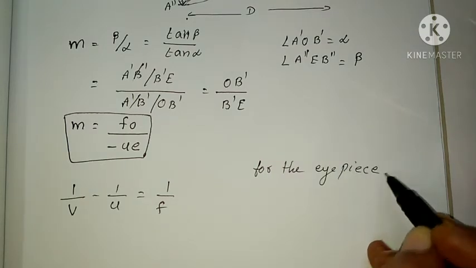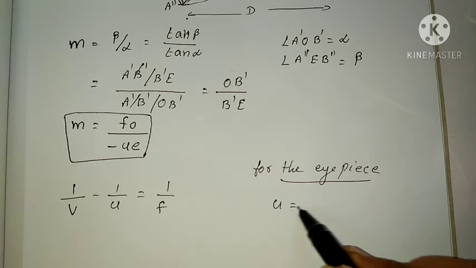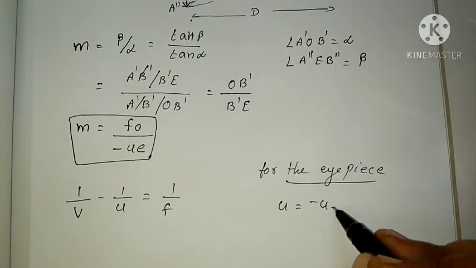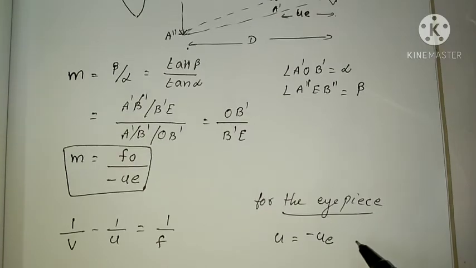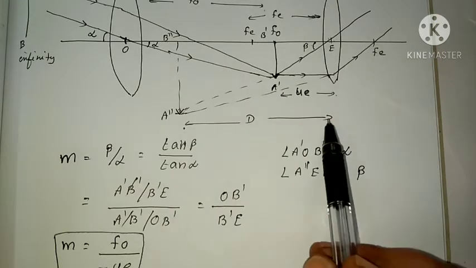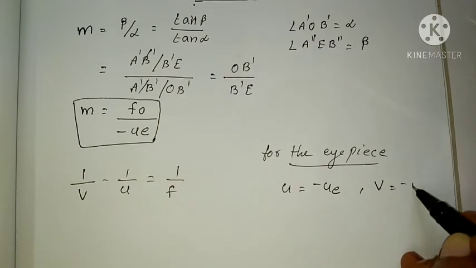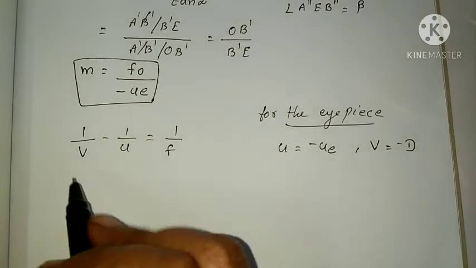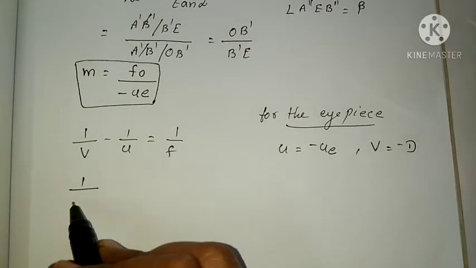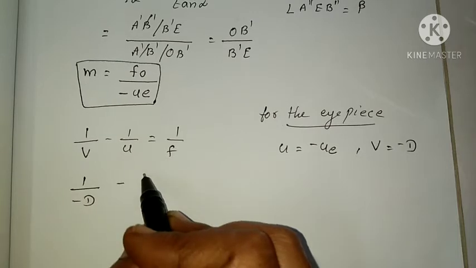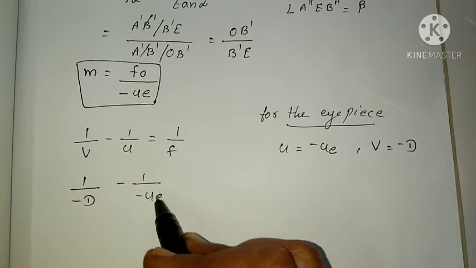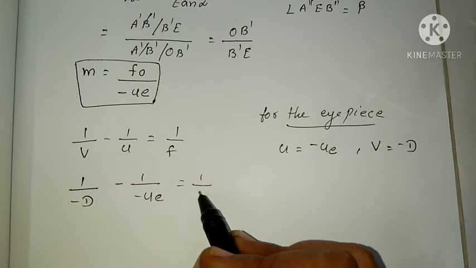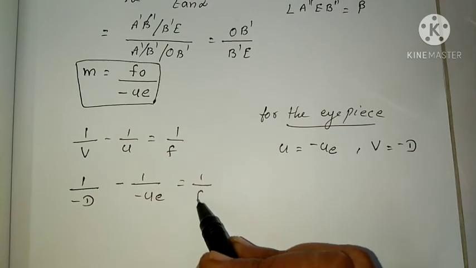That means object distance u is, from the figure, u equal to -ue with the sign convention. Then what is the image distance for the eyepiece? That is -D with the sign convention. The image is formed at the least distance of distinct vision. Then we can substitute here: 1 by -D minus 1 by -ue is equal to 1 by f, where f is the focal length of the eyepiece.